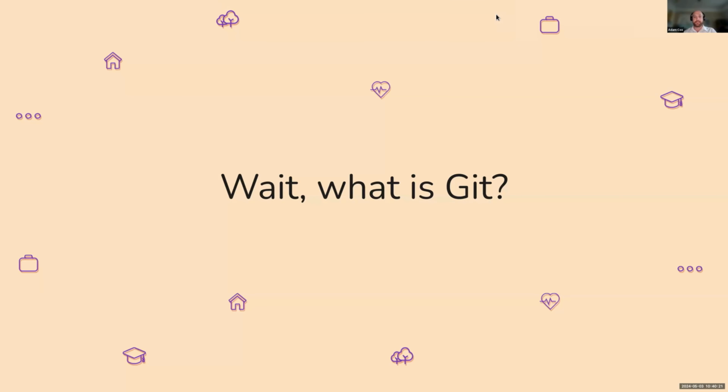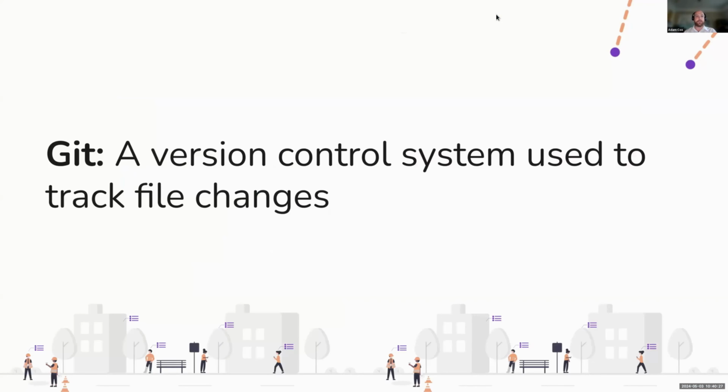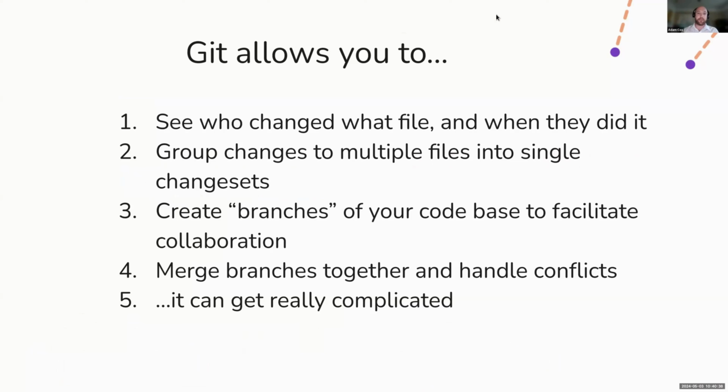But what is Git? GitHub isn't a random name. It's based on this underlying thing called Git, which I won't go into in detail, but it's specifically for tracking changes to files. It's a version control system. And again, I won't go through all these, but it allows you to do really granular checks on what changes and when within a code base.